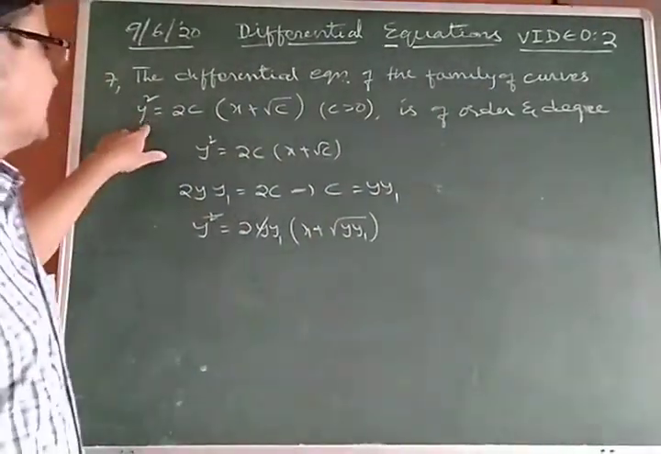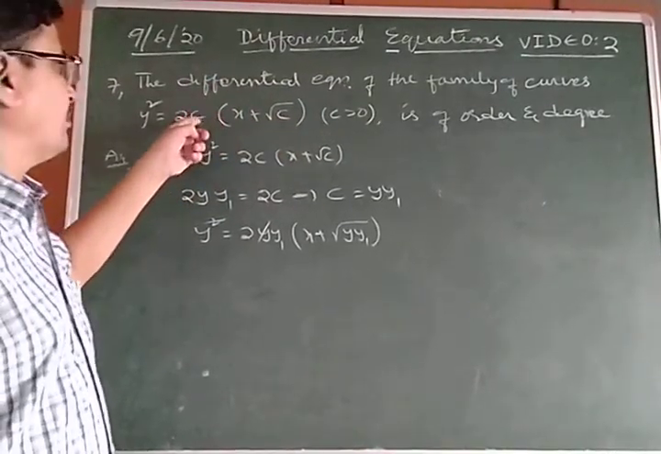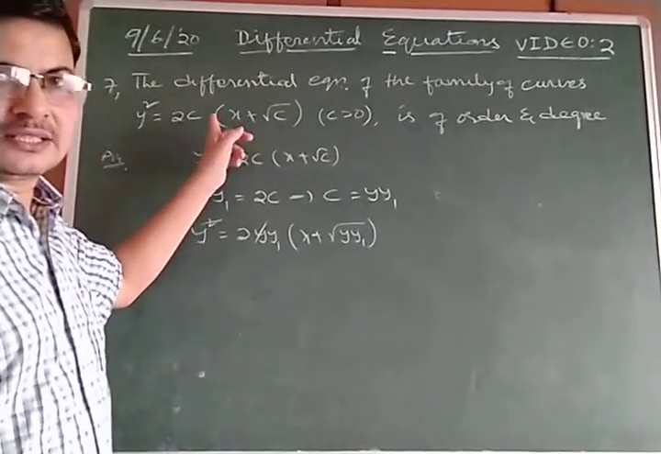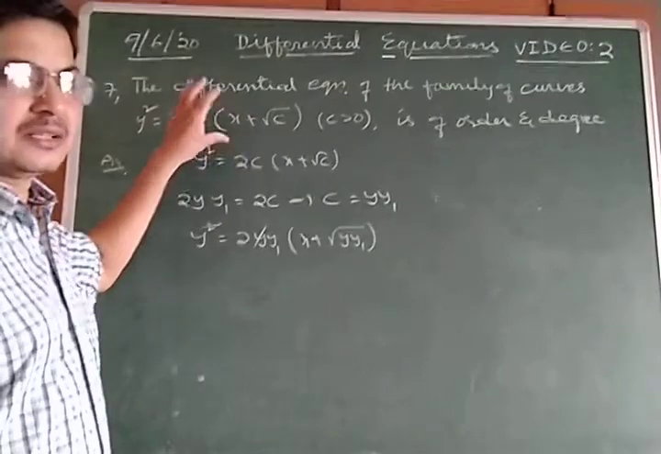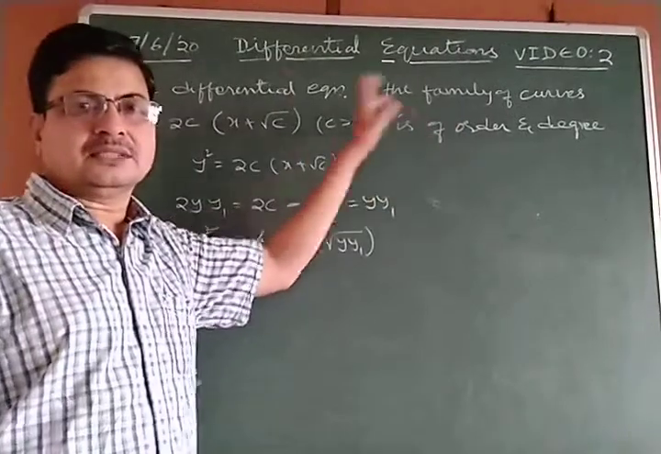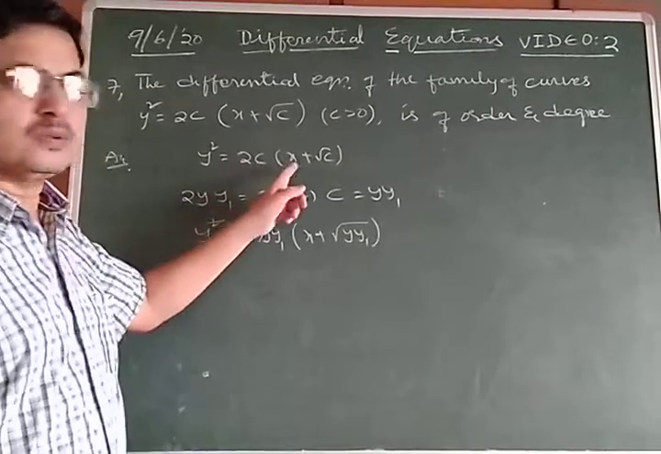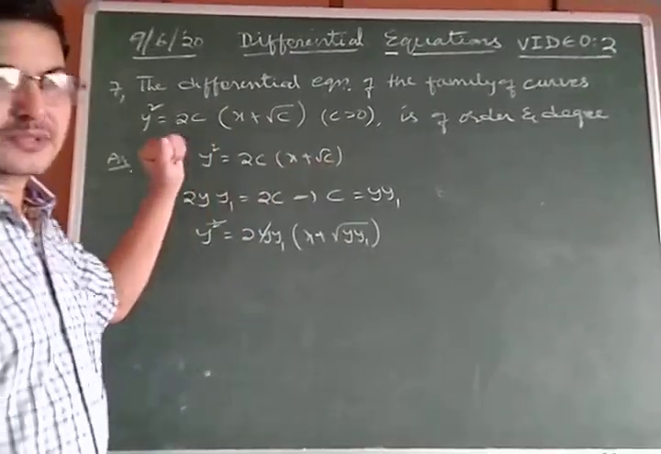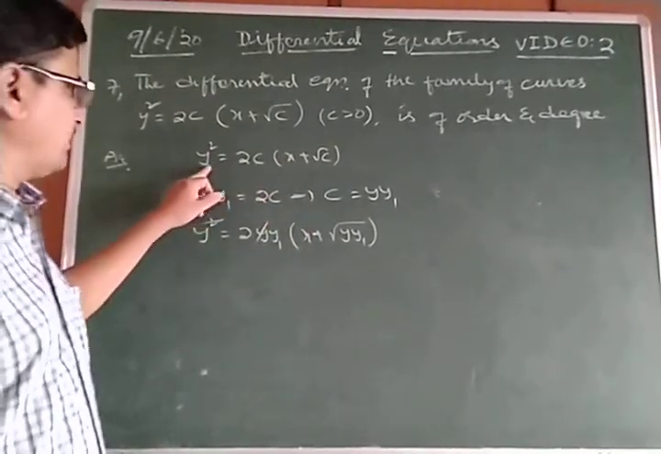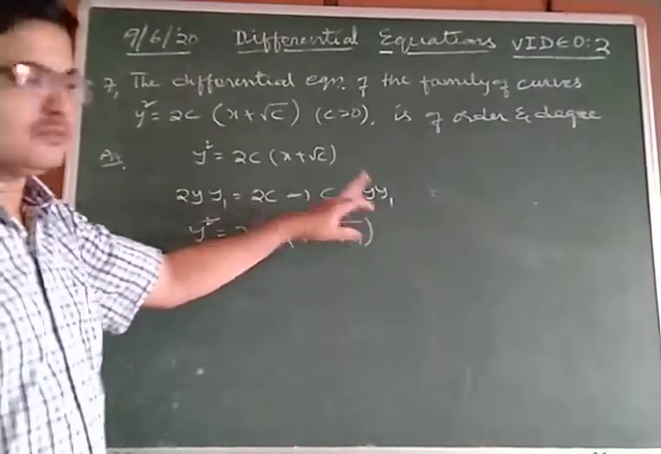Now the given equation is y square is equal to 2c into x plus root c. From this equation we want to remove the arbitrary constant by differentiation. Then we get the equation. Then what is the order and the degree of that differential equation? That is the given question. So first of all we want to remove the arbitrary constant. So we are applying derivative on both sides with respect to x. Derivative of y square is 2y into y1, that is equal to 2c. That implies c is equal to y into y1.